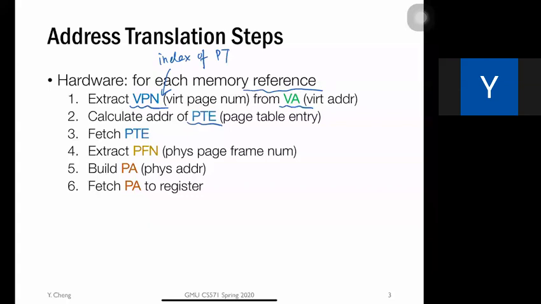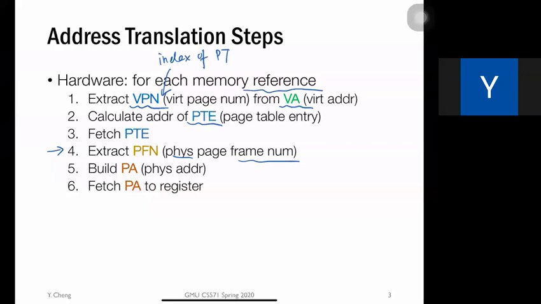And step number 3 is to fetch the content from this specific page table entry. The core content of the page table entry is what? Recall in our last video, we talked about the core content being the physical frame number. So the next step, step number 4, is to extract this core content from the page table entry, which is essentially the physical frame number. So this is step number 4.